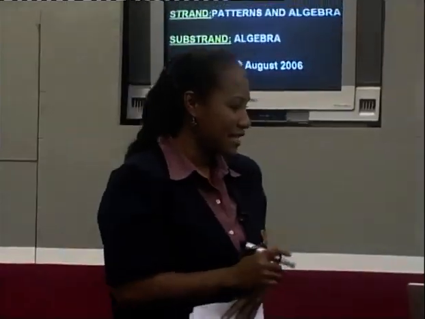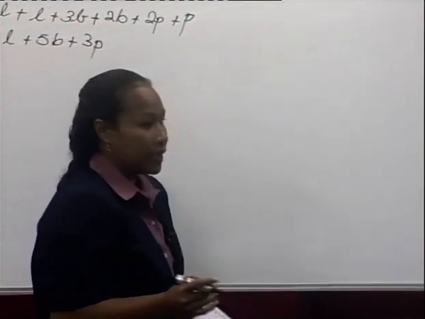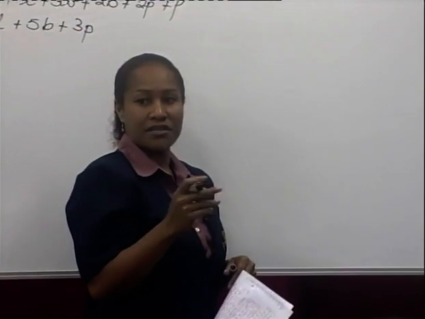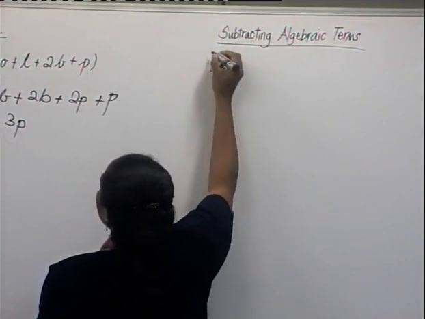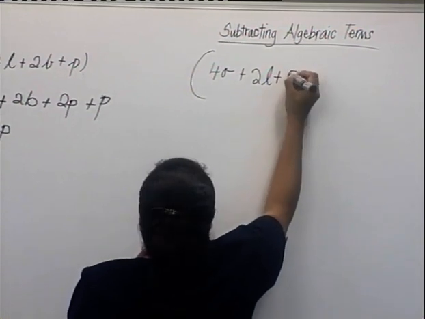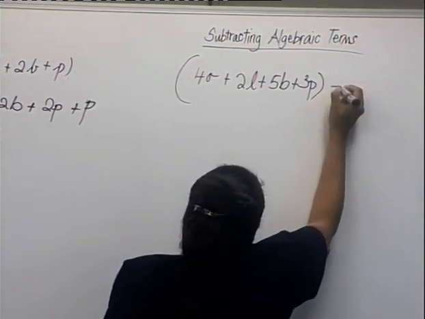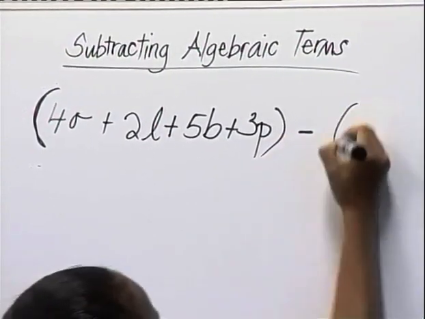All right, receiving students, I hope you have the answer. How many students are left? Now, let me write the expression down on the board, which will help you to simplify the expressions to get the answer. We started with, remember, 4 oranges plus 2 lemons, 5 bananas, and 3 peanuts. Now we are trying to subtract.